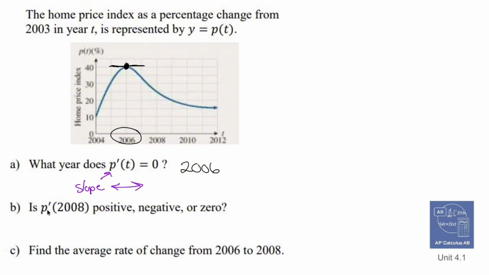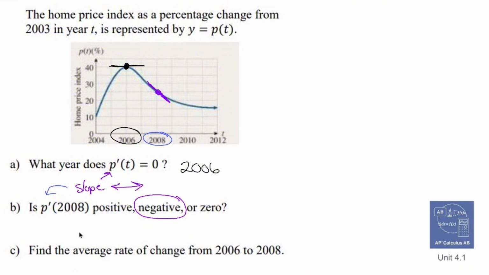Similar question: is p prime, so again the slope, at 2008 positive, negative, or 0? I'm pretending I'm on my skateboard, and at 2008 I am going down this hill. So at that moment at 2008, I have a negative slope because my slope is going down and to the right.